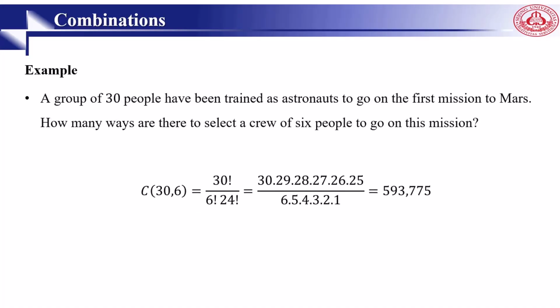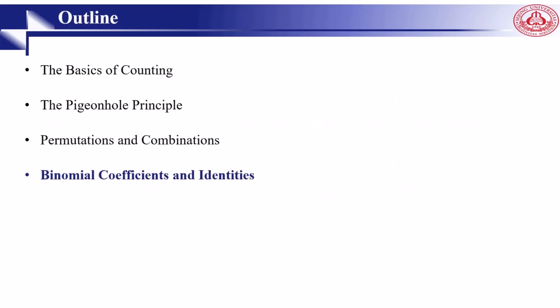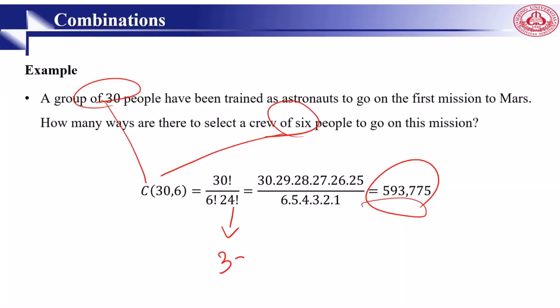A group of 30 people have been trained as astronauts to go on a first mission to Mars. How many ways are there to select the crew of 6 people to go on this mission? The number of possibilities is the combination of 30 and 6. Very simple, you can calculate it. And again, this 24 is 30 minus 6 factorial.